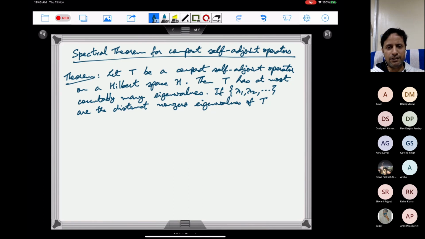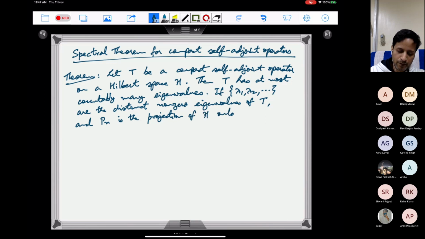And if I write the distinct eigenvalues to be lambda 1, lambda 2, and so on, and I write Pn to be the projection of H onto the eigenspace, the kernel of lambda n I minus T, corresponding to lambda n, then since these are distinct eigenvalues, these projection operators satisfy Pn Pm equal to 0 equal to Pm Pn if n is not equal to m.